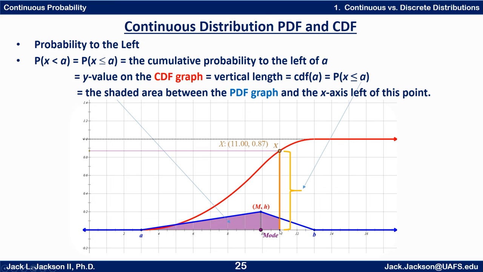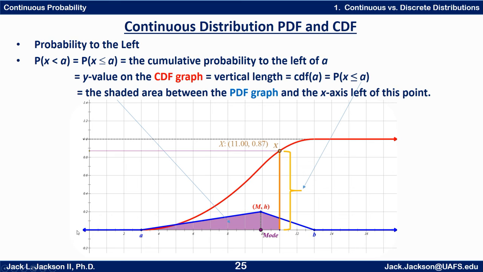So if you pick a particular x value, then the x value here gives you a corresponding y value. So this point here is 11 and 0.87. That tells us that the y value is 0.87, which is this orange length. And that is the probability that x is less than or equal to 11. So the probability that x is less than or equal to 11 is 0.87. It is this vertical length on the CDF graph. On the PDF graph, it's this shaded area.